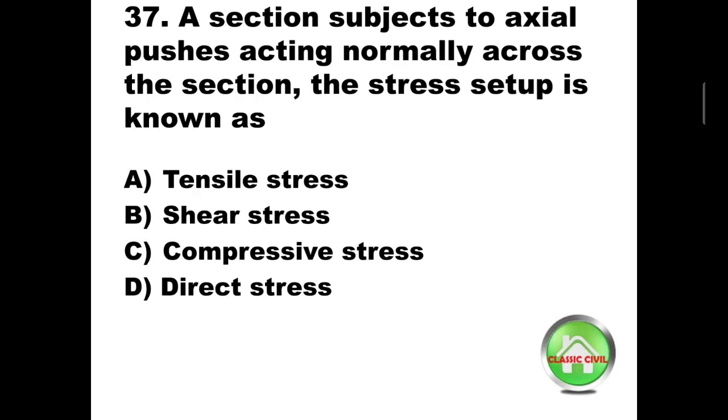Question number 37. A section subject to axial pushes acting normally across the section, the stress setup is known as? Option A, tensile stress. Option B, shear stress. Option C, compressive stress. Option D, direct stress. A section subject to axial pushes acting normally across the section, the stress setup is known as? Answer is option C, compressive stress.